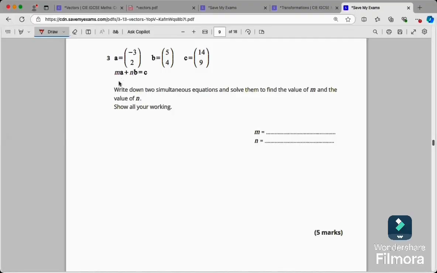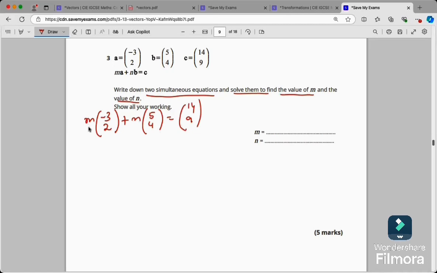Question number 3, MA plus NB is C. Write down the two simultaneous equations and solve them to find the value of M and the value of N. Oh, these are simultaneous equations. Well, M into A, which is minus 3 and 2, plus N of 5 and 4 will give you the C, right? Which is 14 and 9.